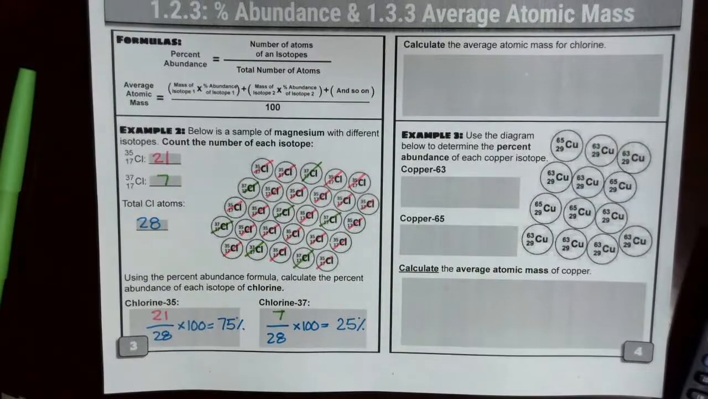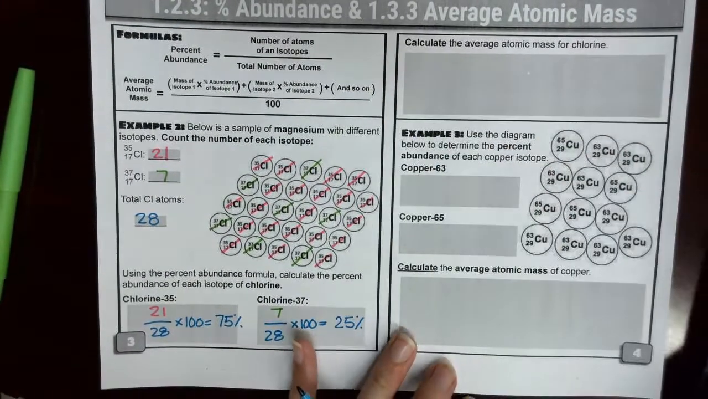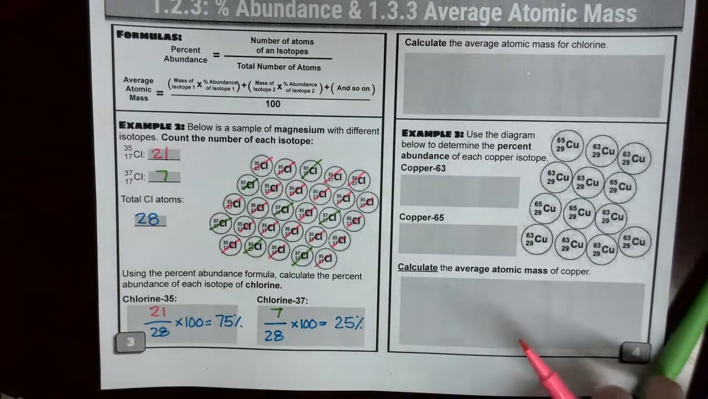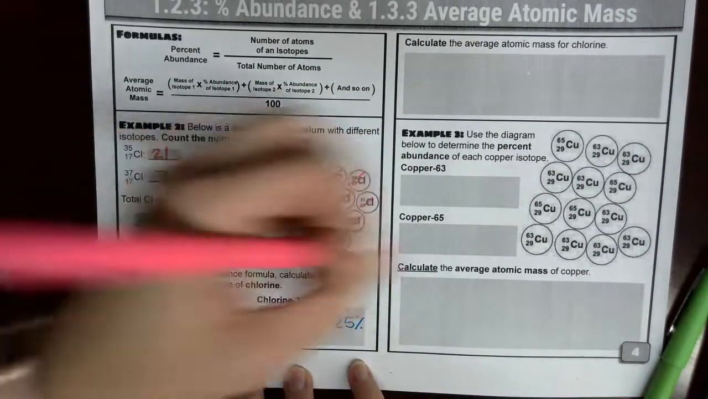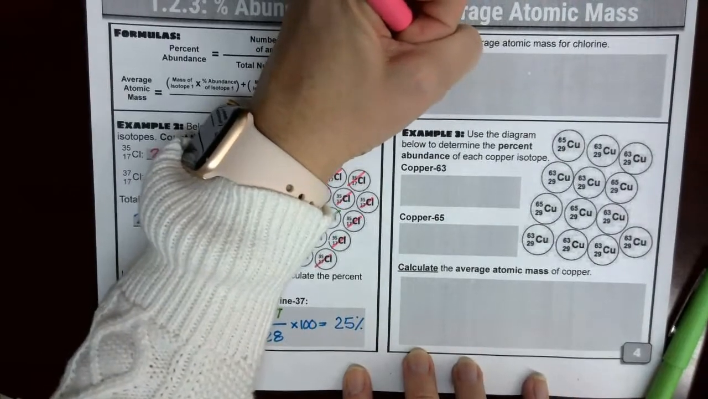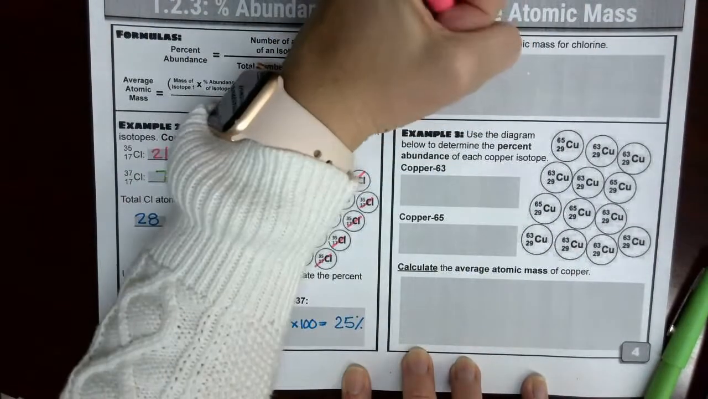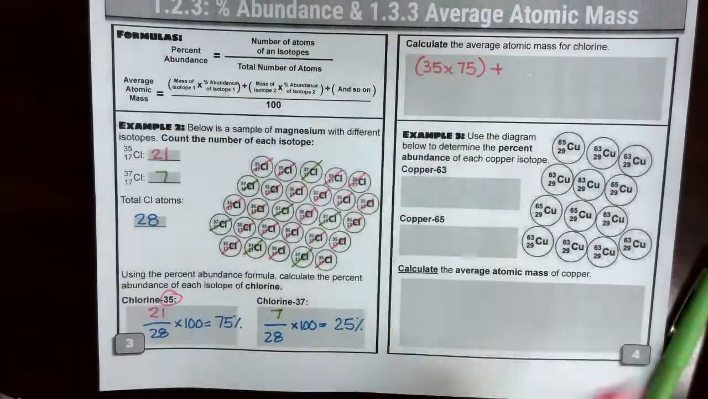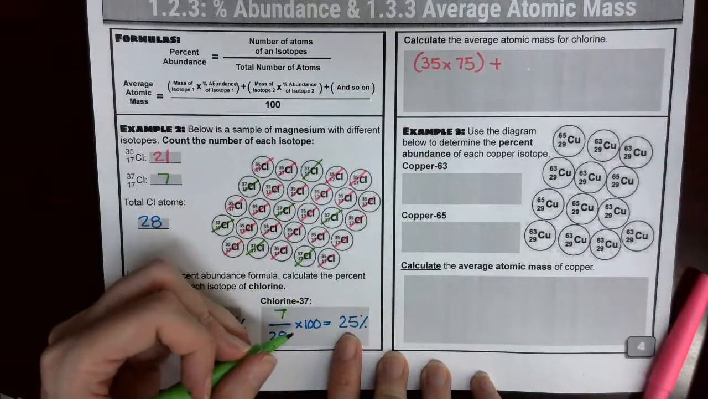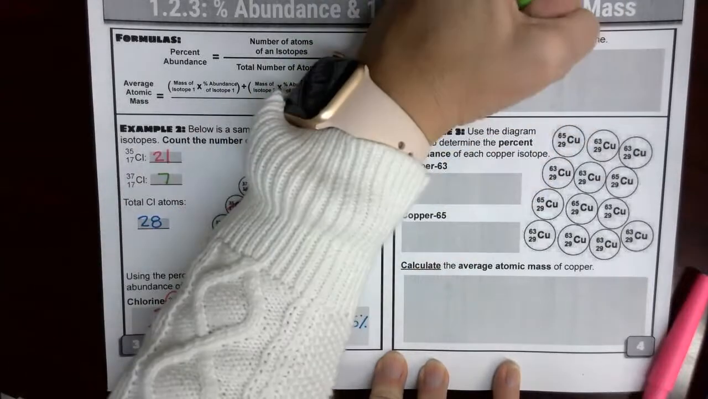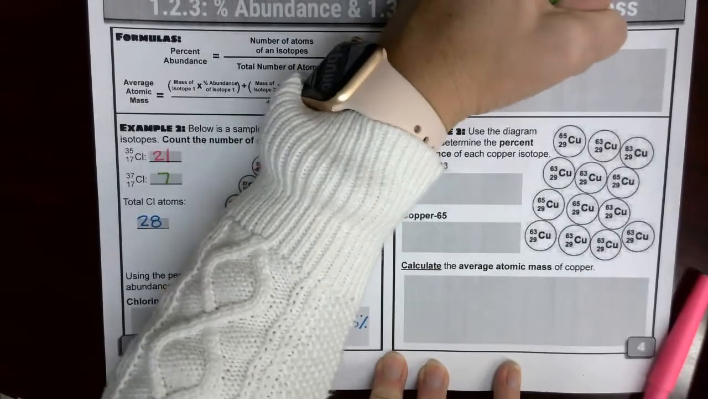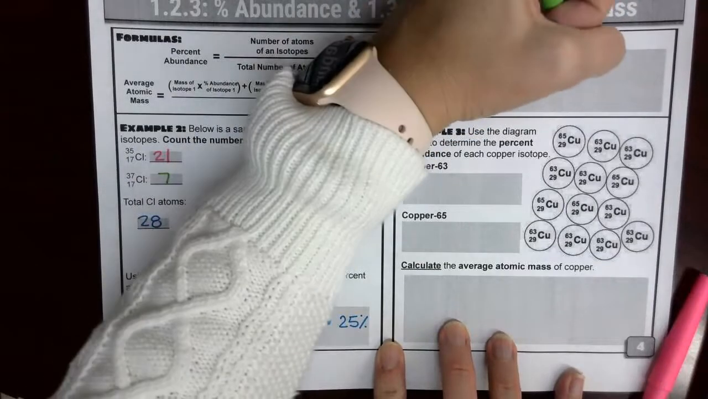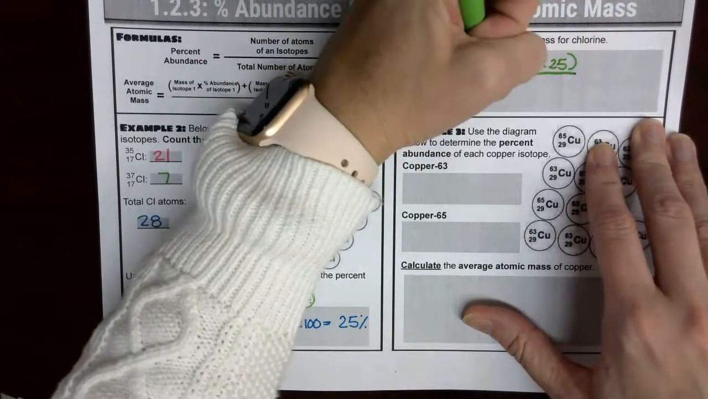Okay. So now it says calculate the average atomic mass for chlorine. So I'm going to do that right now. I'm going to take my mass of my first, which is 35, times its abundance, which is 75, plus, and then I'm going to do my next one. So my mass is 37 times its percent, which is 25. And then this is all going to be over 100.